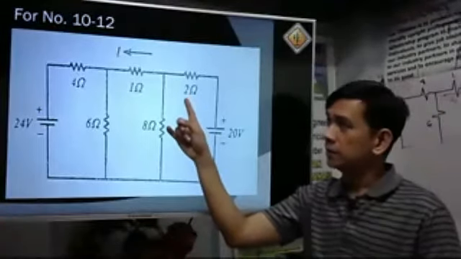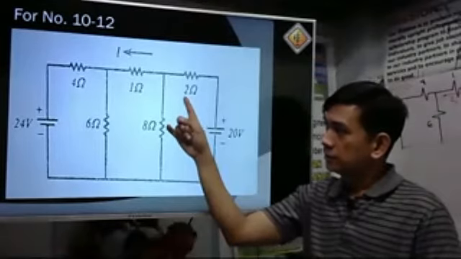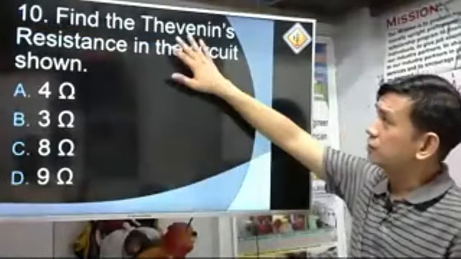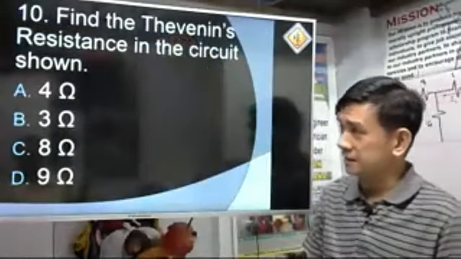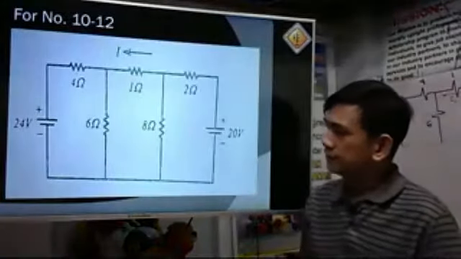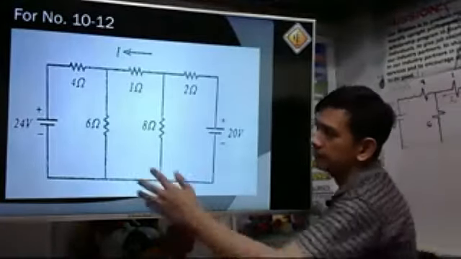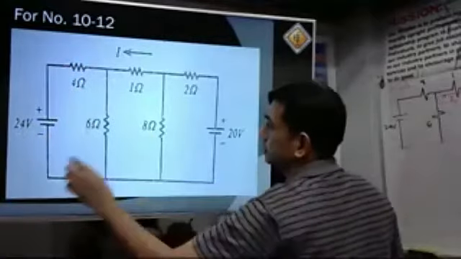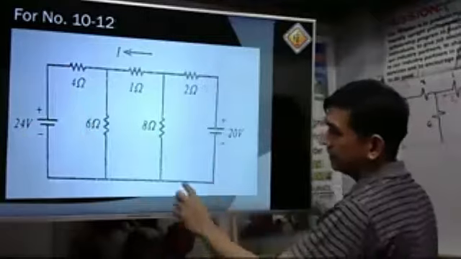Let us have number 10. For number 10, we are asked to find the Thevenin's resistance. First, let us convert this Thevenin circuit into a Norton circuit, on the left side and on the right side.